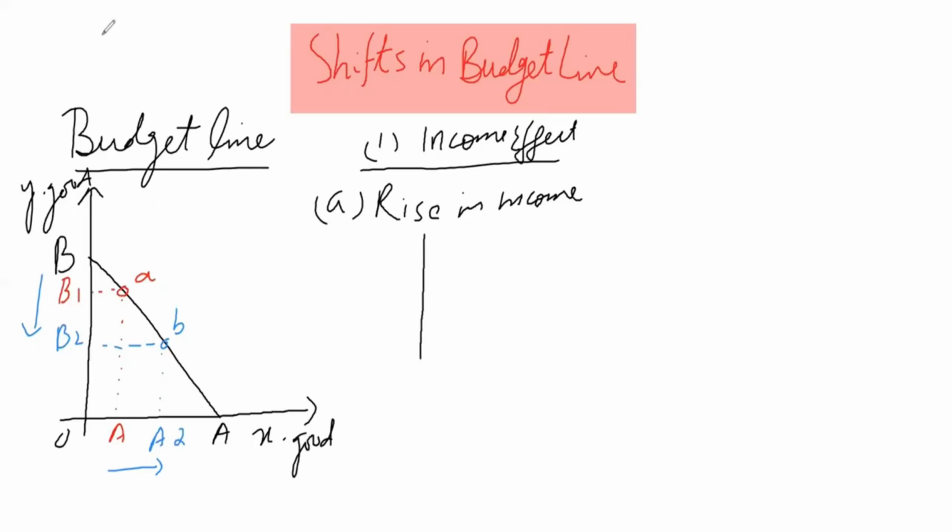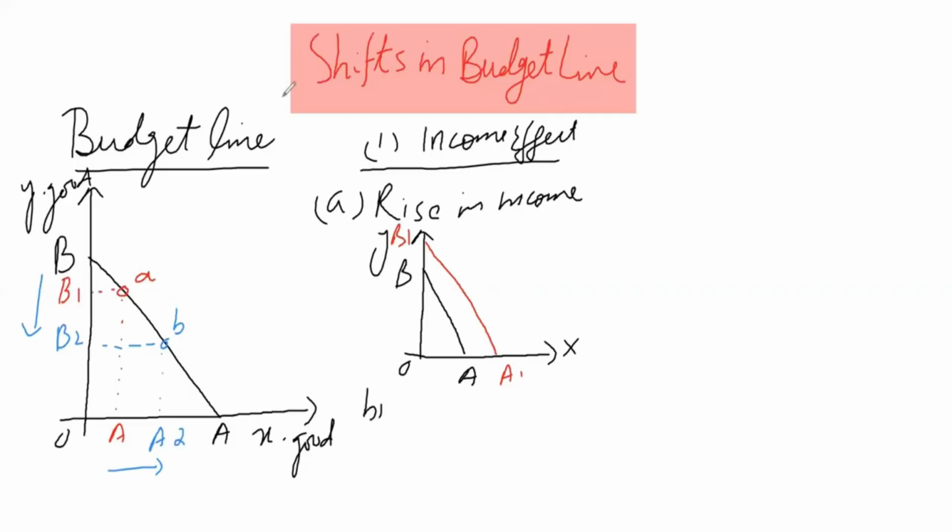Initially we have axis. On x-axis we can show x good, and on y we can show y good. Draw a budget line, initial budget line, and we can label this budget line as AB. And if there is rise in income, it increases purchasing power of consumer, so consumer would be able to purchase greater quantities, so budget line will shift from AB to A1 B1 to the right.